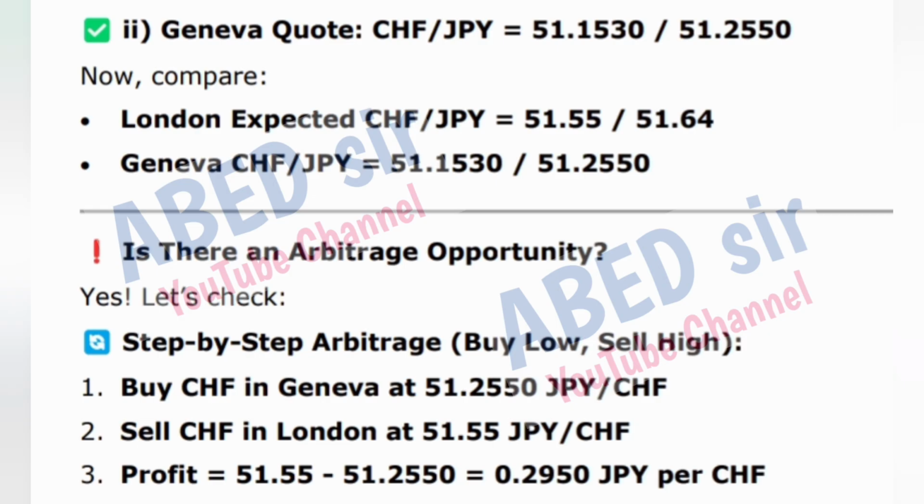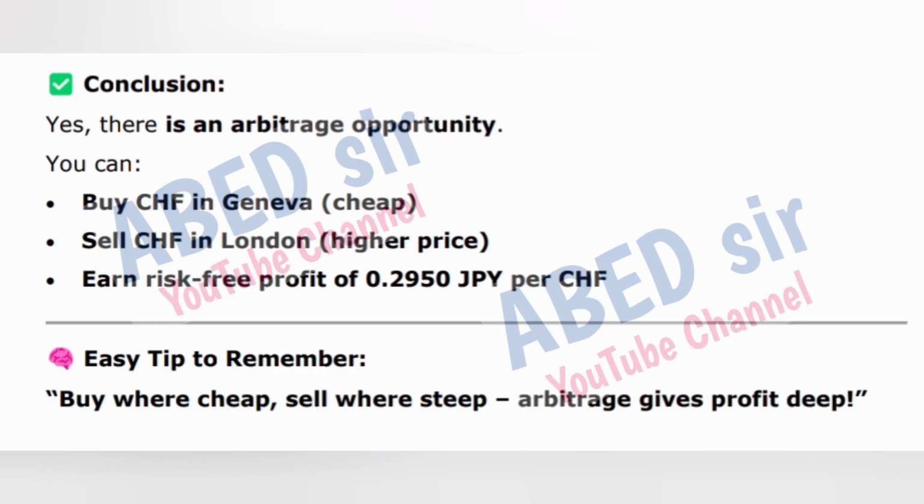1. Buy CHF in Geneva at 51.2550 Japanese yen to Swiss franc. 2. Sell CHF in London at 51.55 Japanese yen to Swiss franc. 3. Profit is equal to 51.55 minus 51.2550 is equal to 0.2950 JPY per CHF.